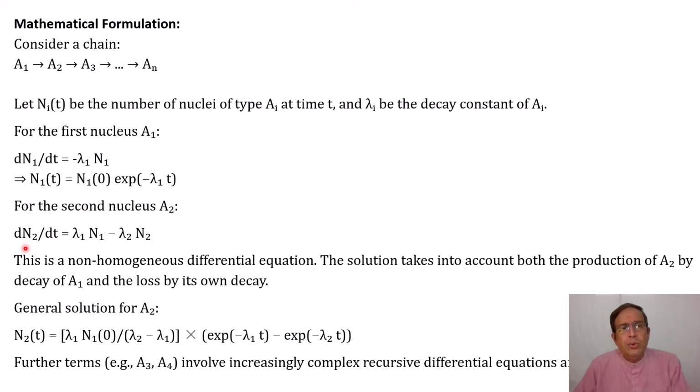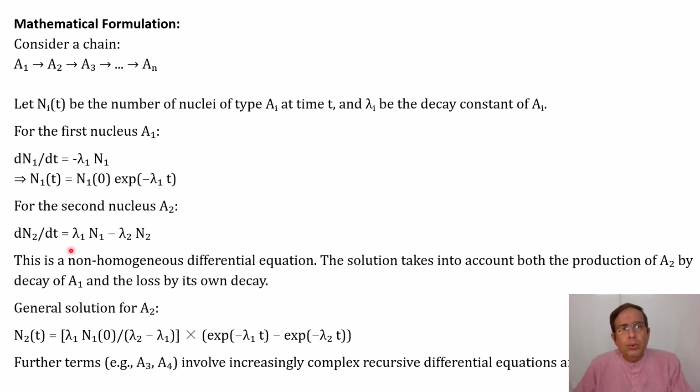Now dN2 by dt, what is happening? This dN2 by dt gives us the rate of change of the second nucleus in the chain with respect to time. So it is forming as well as decaying. It is forming from A1 and it is decaying to A3. So it is actually increasing due to the decay of A1 but also decreasing due to its decay to A3.